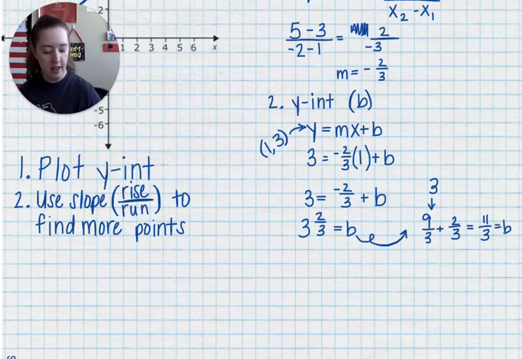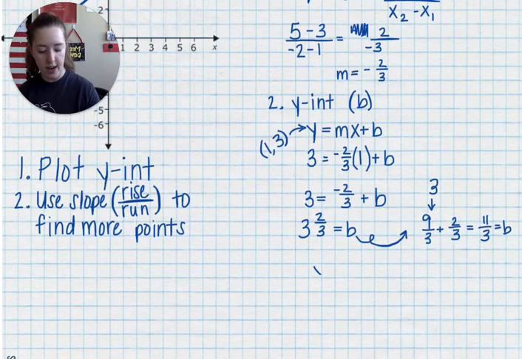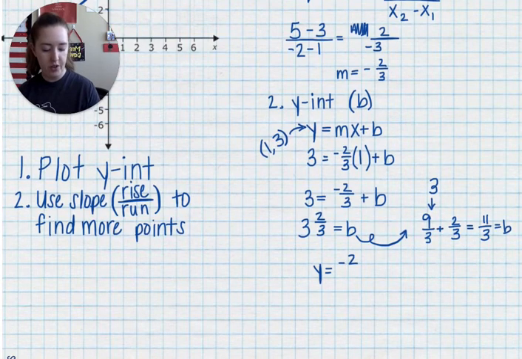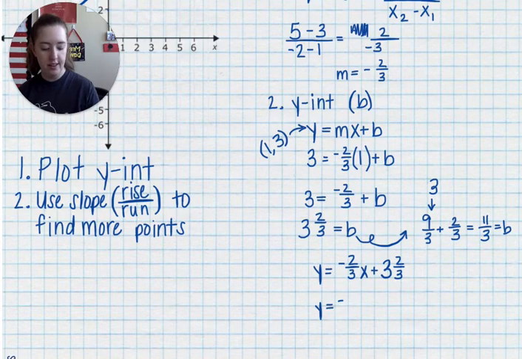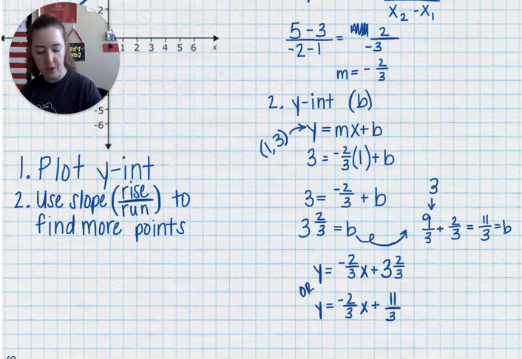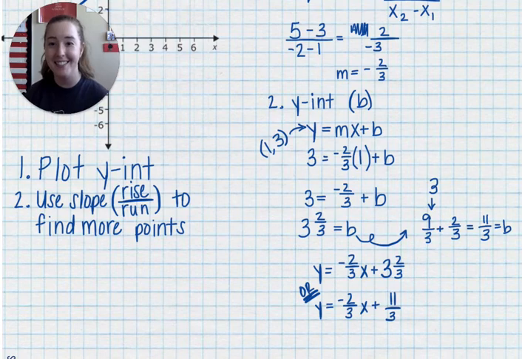So to write the equation of this line, we have y equals negative 2/3 x plus 3 and 2/3, or you might have y equals negative 2/3 x plus 11/3. Either one of these two options is completely wonderful, and I would celebrate that answer. All right, go ahead and try example 4 now and find the equation of that line on your own.